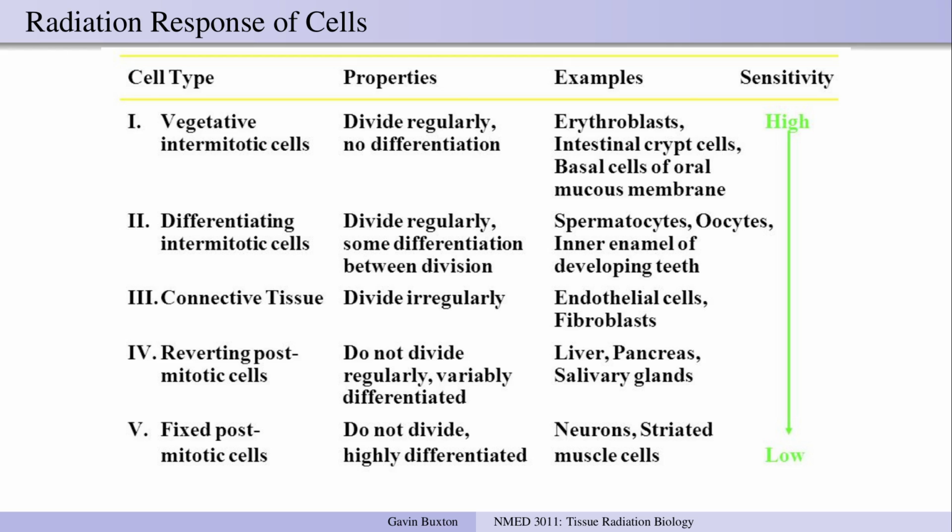And then the 4th class is reverting post-mitotic cells. Now, these cells typically do not undergo mitosis, but they do retain the capability of undergoing division if it's necessary. And so examples may include liver cells and mature lymphocytes. And then the last one is the fixed post-mitotic cells that do not divide. And because they're highly differentiated, they're not dividing, these are the cells that are going to be the most resistant to radiation. Okay.